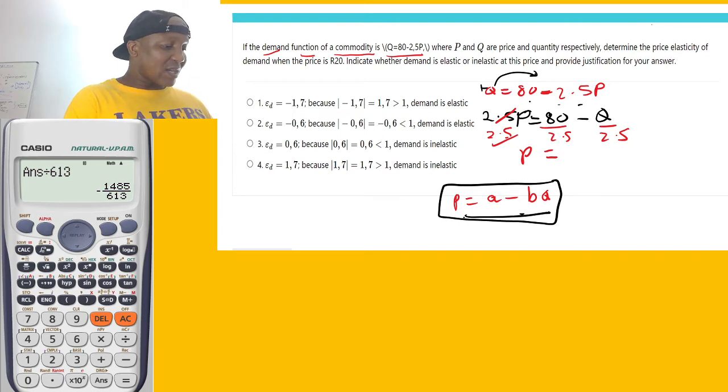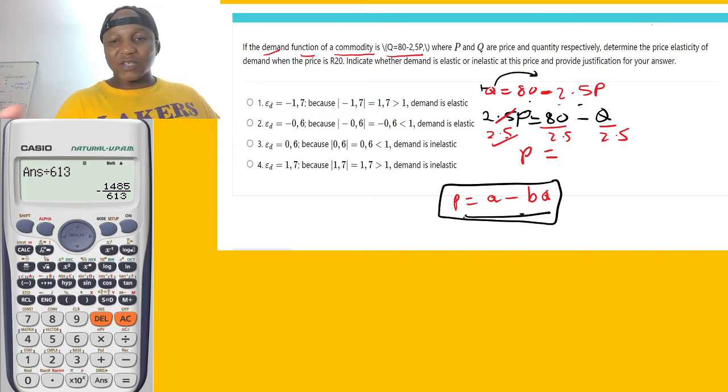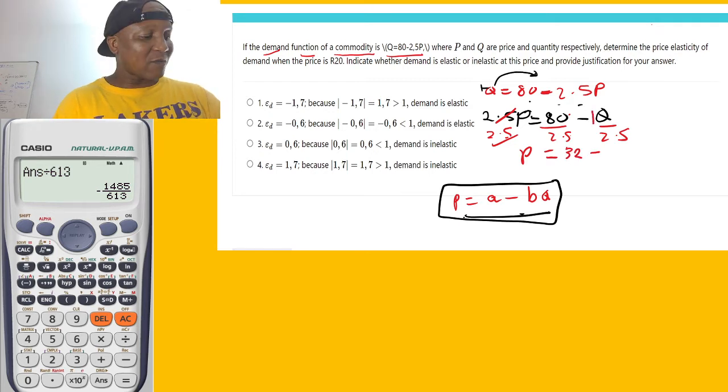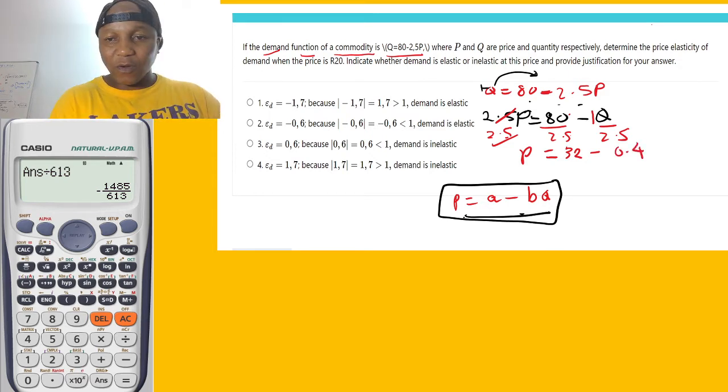If you take 80 divided by 2.5, it's going to give you 32, and then minus. Now remember here there's a 1. 1 divided by 2.5 is going to give you 0.4, but I will still have our Q.